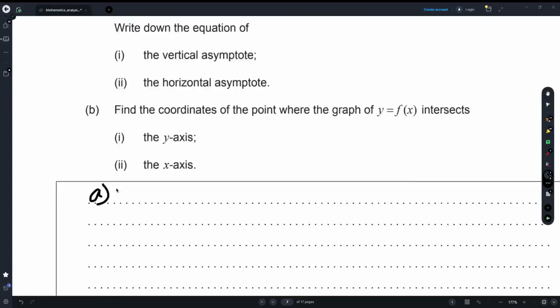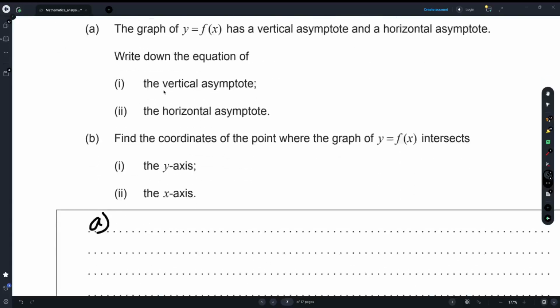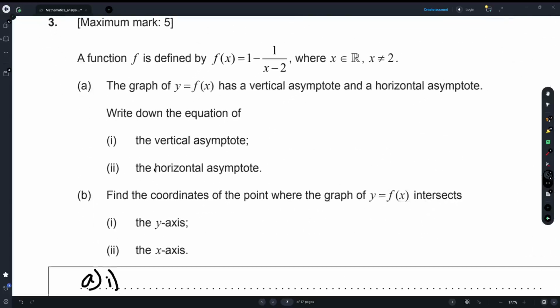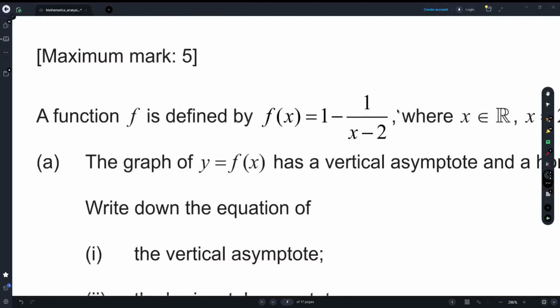Alright, next part here we have question 3. The graph of y equals f of x has a vertical asymptote and a horizontal asymptote. Write down the equations of the vertical and horizontal asymptotes and the x and y intercepts. The first step here is that we know there's a vertical asymptote when the denominator of this rational function is 0. It's not given as a direct rational function because you have to put this 1 over a common denominator.